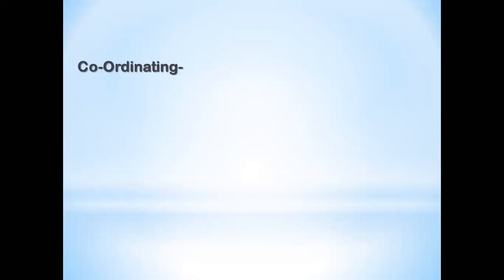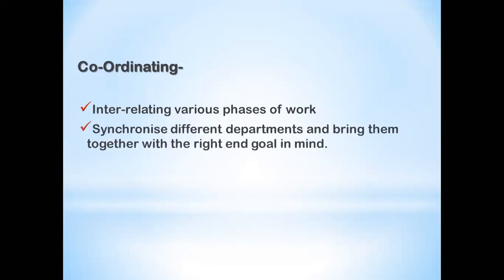Our next element of POSDCORB is coordinating. Coordinating means interrelating all the various phases of work within an organization. This means that the organization structure must clearly provide for close relationships and competent leadership in the coordinating centers of activity. Here, it is the duty of an administrator to synchronize different departments and bring them together with the right end goal in mind.